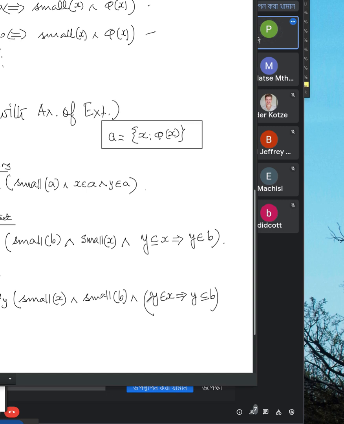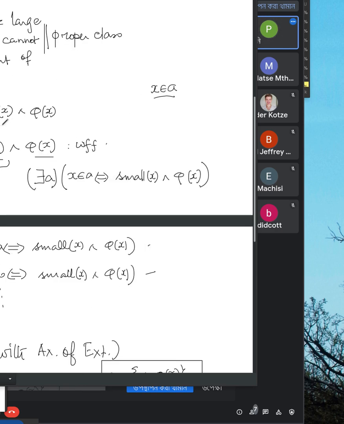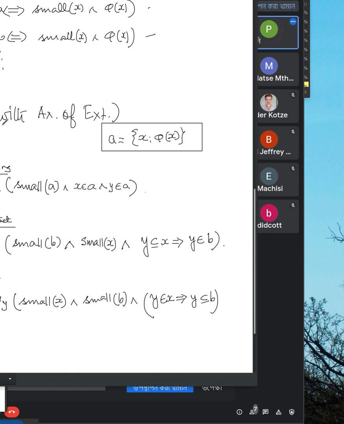Now, pairing is the simplest. What does it say? Well, it says that you take two sets, x and y. You will get hold of one set A, which is a small set, and it contains both x and y as elements. Okay? So now, coupled with your extension, the moment you say that it is a small set and x is an element, so x and y both become small. All right?